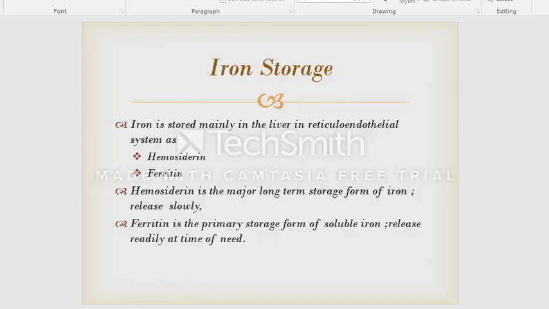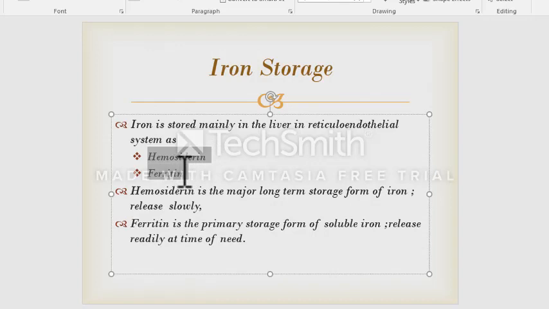Now iron storage. Iron is stored in our body mainly in the liver and in the reticuloendothelial system in the form of hemosiderin and ferritin. Both of these forms of iron are known as storage forms of iron, hemosiderin and ferritin.